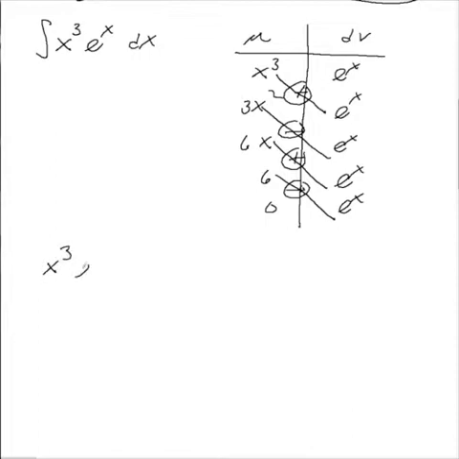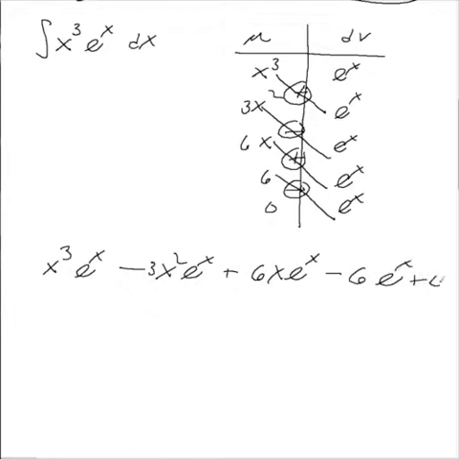X to the third e to the x. 3x squared e to the x. Change the sign. Don't change the sign. 6x e to the x. Change the sign. Minus 6 e to the x plus c. And you can check when you differentiate this. You're going to be left with, and I highly recommend you do check, but you're going to be left with x to the third e to the x.